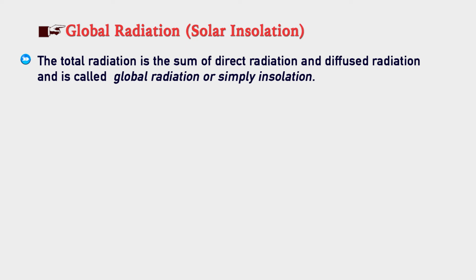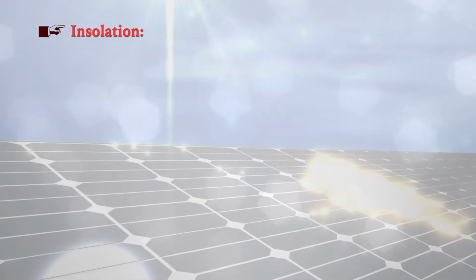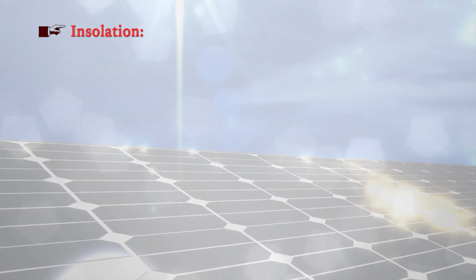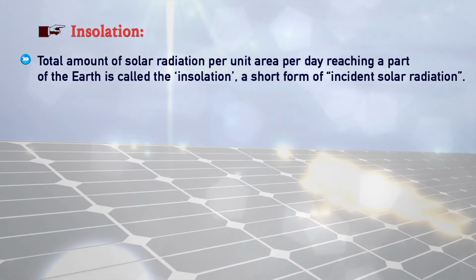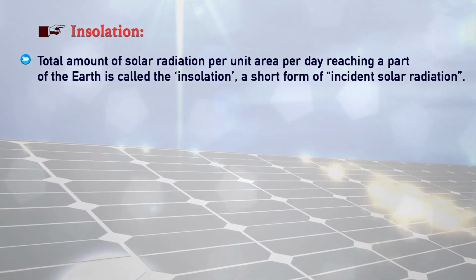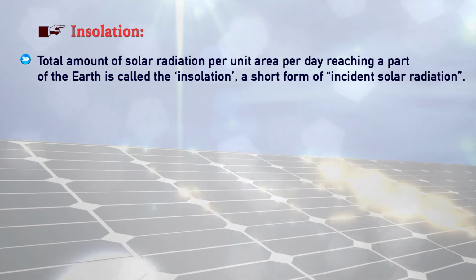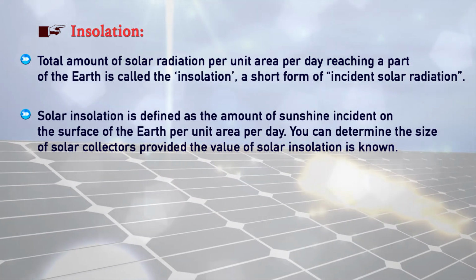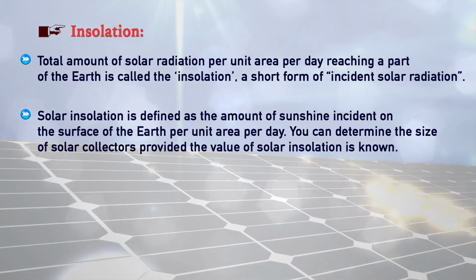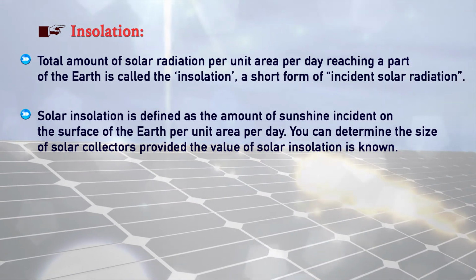Some other terms used to discuss solar radiation are global radiation, which is also called solar insolation. So what is global radiation or solar insolation? The total radiation is the sum of direct radiation and diffuse radiation and is called global radiation or simply insolation. Now we have to define insolation. The total amount of solar radiation per unit area per day reaching a part of Earth is called insolation, which is a short form of incident solar radiation. Solar radiation is defined as the amount of sunshine incident on the surface of the Earth per unit area per day.